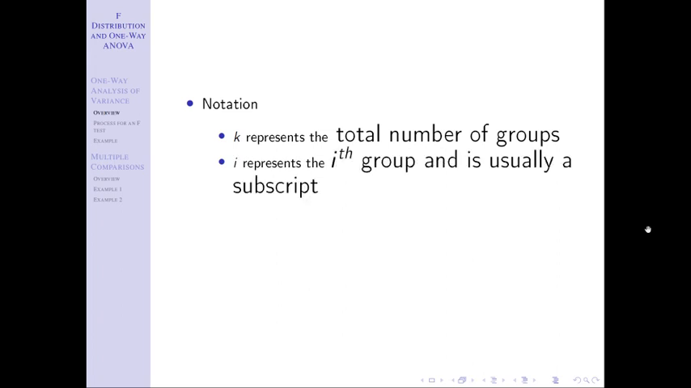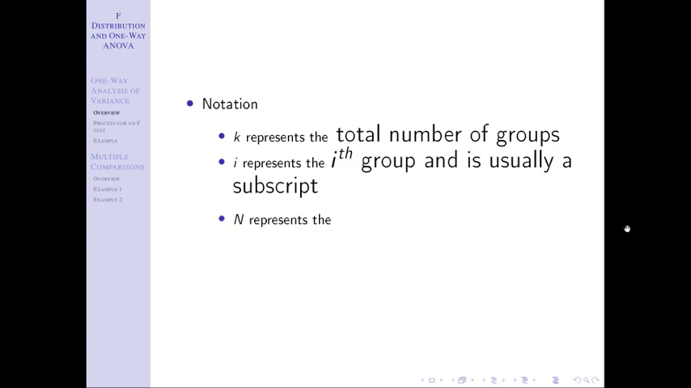I represents the ith group. We usually put that as a subscript. And so when we talk about sample size, lowercase n, we'll say n sub i is the sample size of the ith group. And so anytime you see an i, we're typically saying, well, which group do we mean?